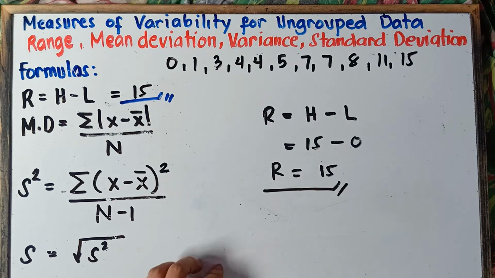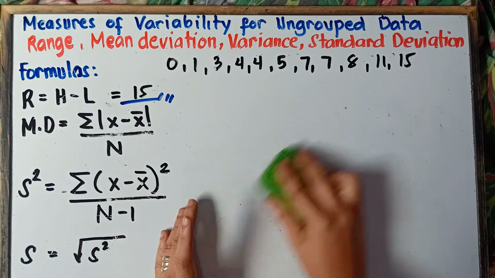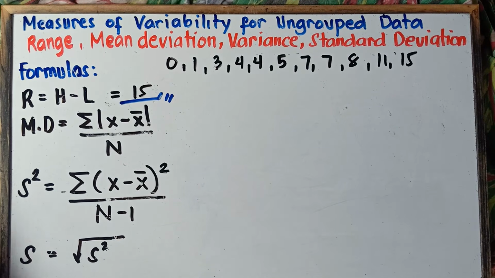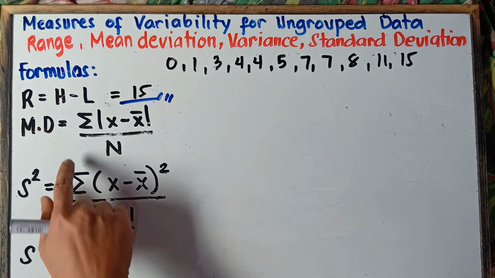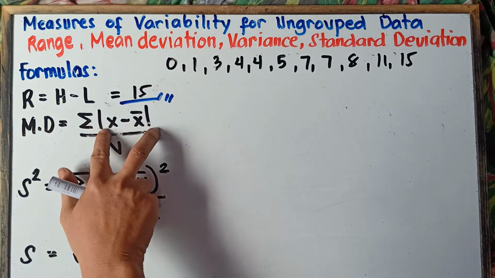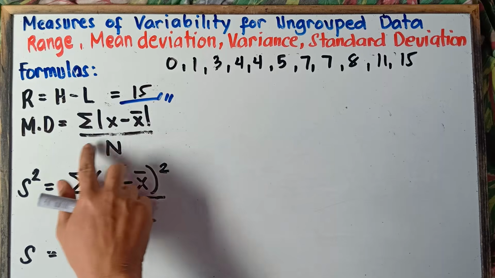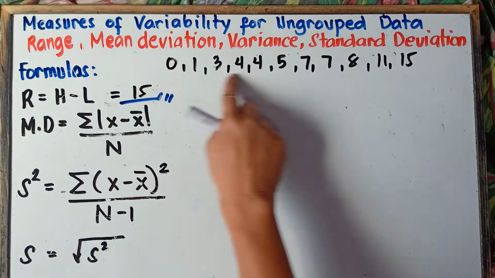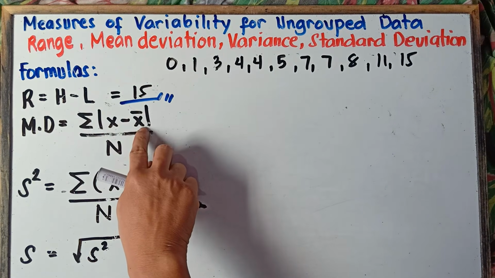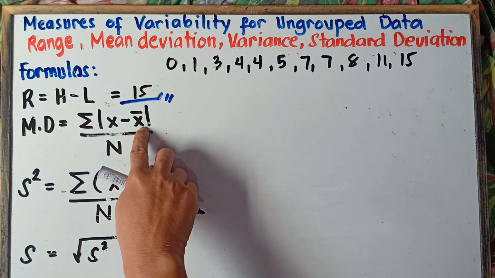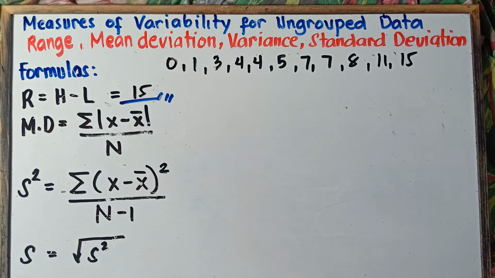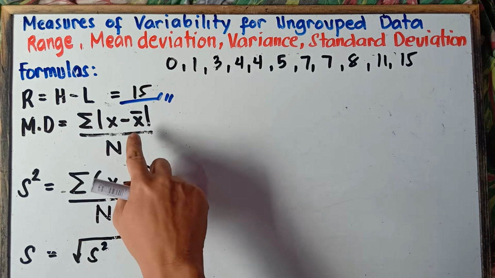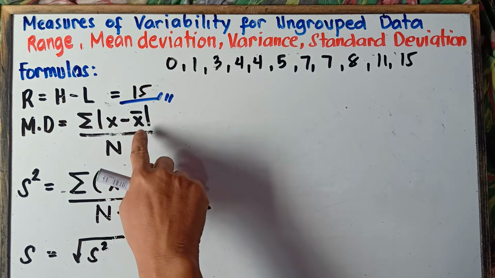Alright, so let's proceed now in finding the mean deviation. Once again, the formula of mean deviation is equal to summation of the absolute value of x minus the mean, all over n. Do we have the samples? Do we have x? Yup, we have the samples. Do we have the mean? Nope, we don't have the mean, class. Therefore, we cannot solve for the mean deviation directly because we don't have the value of the mean.